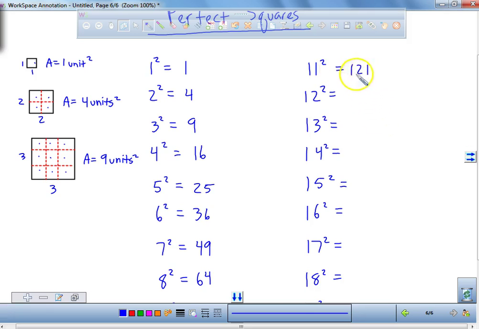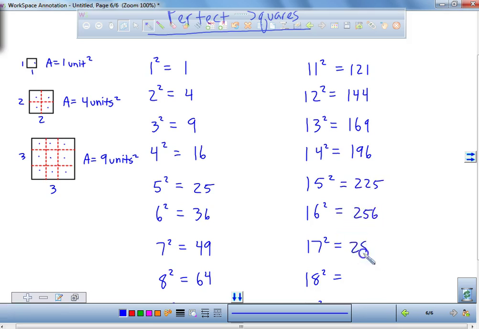Before we move on, what does that mean? If I made a square that wasn't a 3 by 3, but an 11 by 11, how many little tiny square units would be inside of that square? 121 little square units. 12 squared is what? 144. 13 times 13? 169. 14 times 14? 196. Then you got 225. Then you got 256.